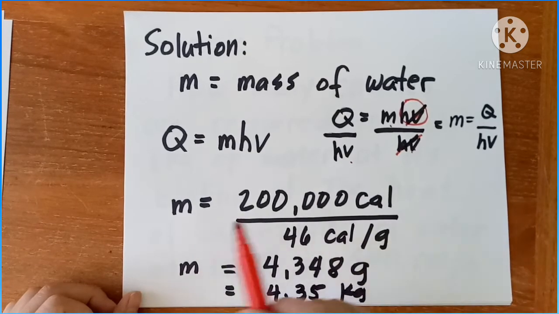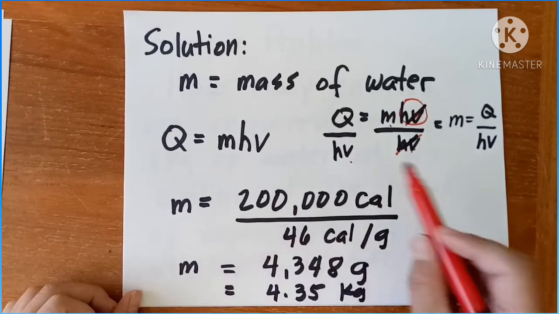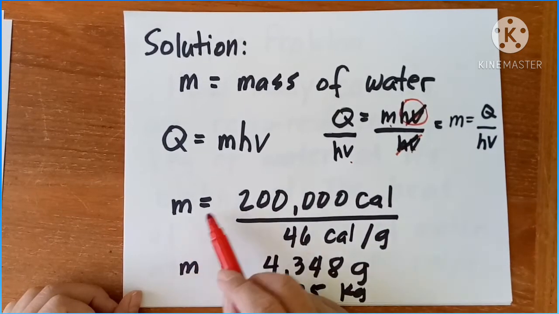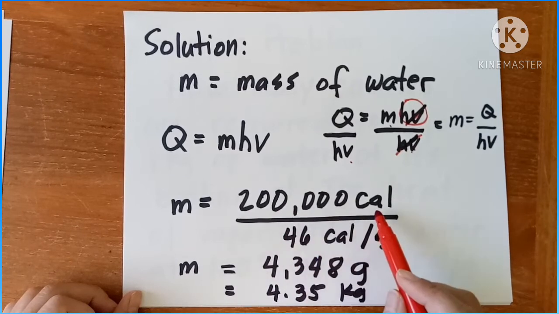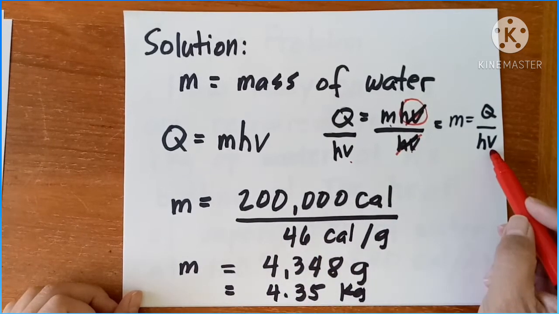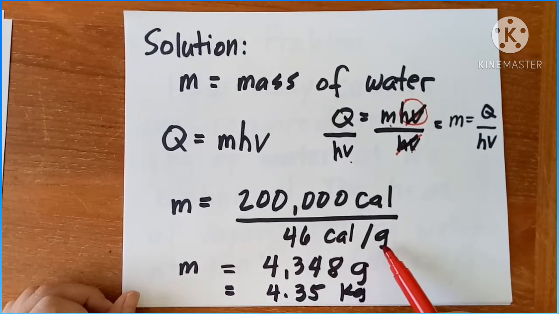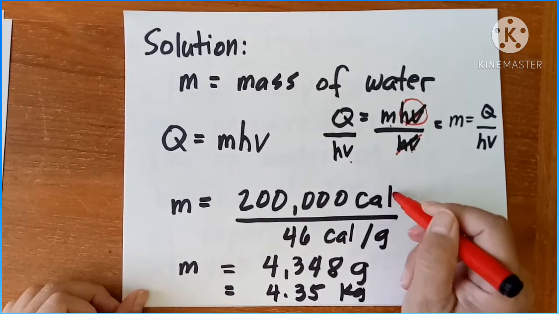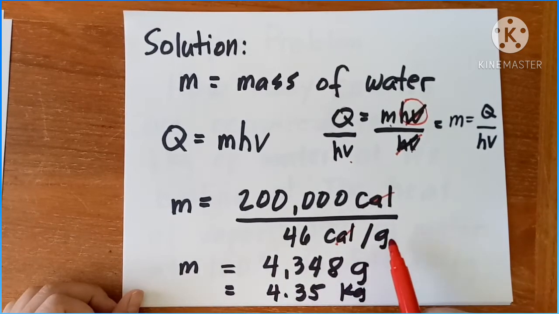And now that we have already the formula, we are going to plug in the given. So M is equal to Q, and Q is equal to 200,000 calories divided by HV. HV is 46 calorie per gram. So we can cancel this calorie and this calorie. So the remaining unit is gram.